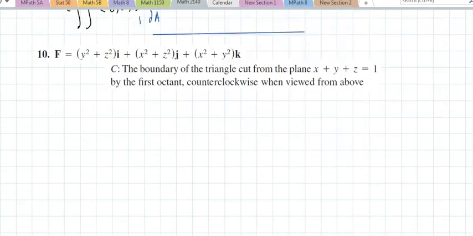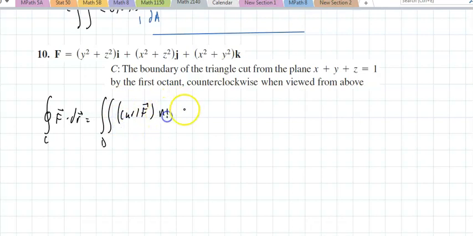Looking at number 10. Well, the same deal. If I want the closed integral over C of f dot dr, that's going to be the double integral over, in this case, the region D of the curl of f dot n dS. Alright, well, let's figure out what those are. Let's get this out of the way.